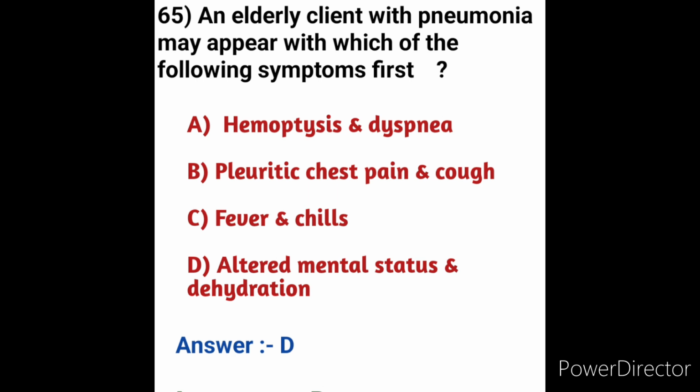In pneumonia, symptoms like fever, chills, hemoptysis, dyspnea, cough and pleuritic chest pain are all common symptoms. But elderly clients may first appear with only altered mental status and dehydration due to a blunted immune response. So option D, altered mental status and dehydration, is the first symptom of pneumonia in elderly clients. Here option D is the correct answer. Next we will move on to question number 66.